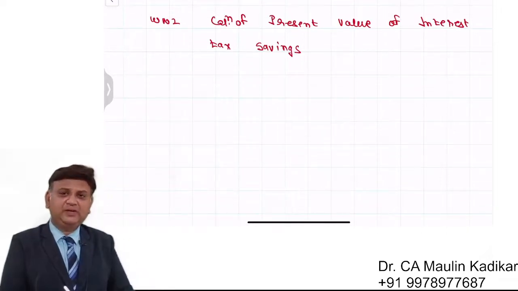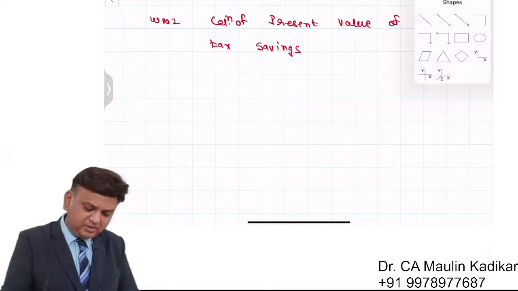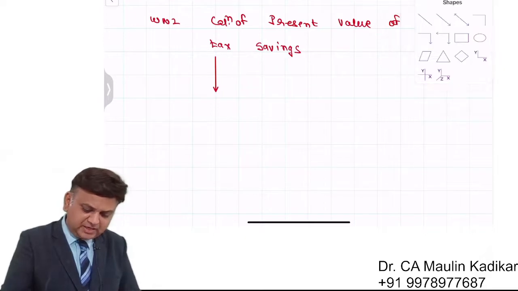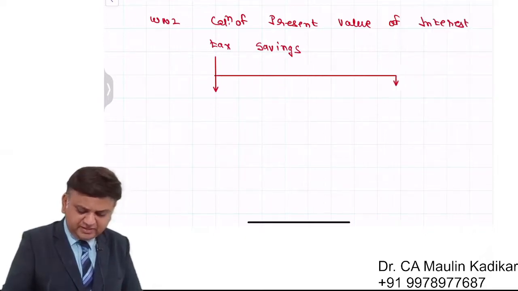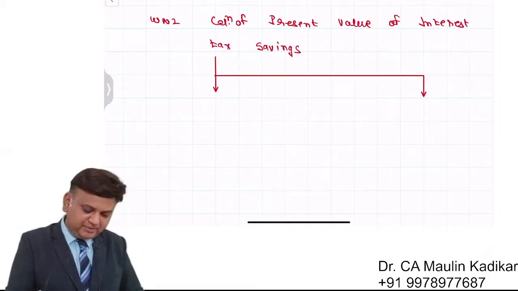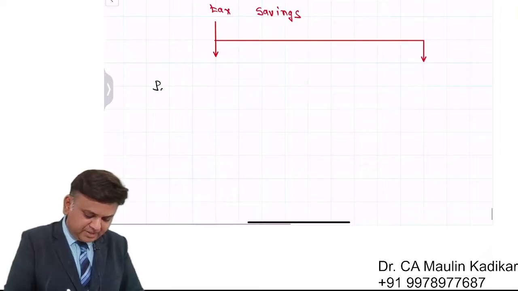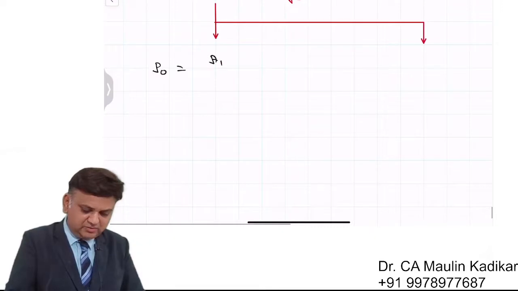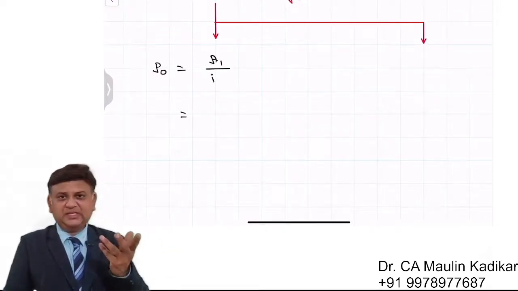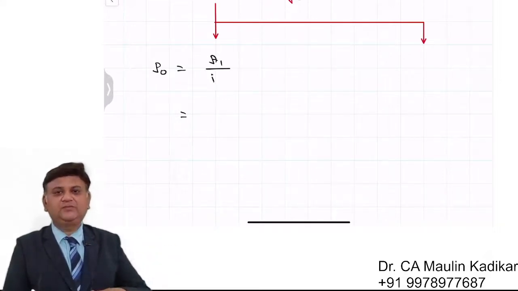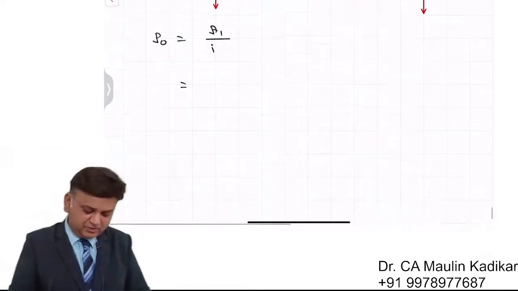Dear students, the present value of the interest tax saving can be calculated by one of two methods. We know that the company is going to get the advantage of the interest tax saving in perpetuity. So listen carefully. The present value of the interest tax saving will be calculated as P0 is equal to A1 upon I. What is A1? A1 is the advantage of the interest tax saving that you are going to receive from the end of year 1 onwards in perpetuity.